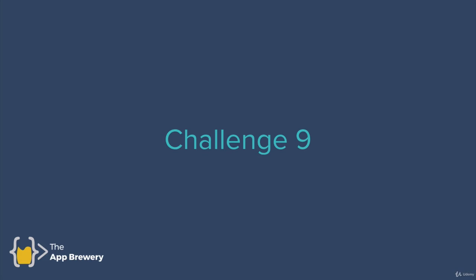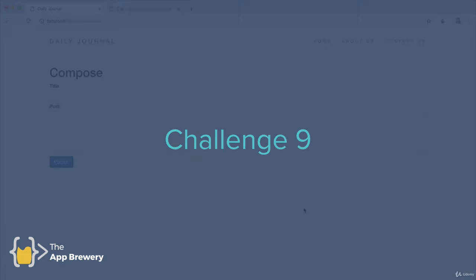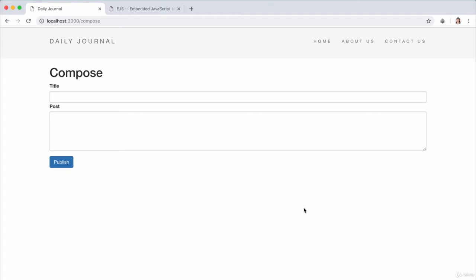All right, it's time for the next challenge. The goal of this challenge is to transform our compose page. Whereas previously we only had an H1 and a text box, a single input that allowed us to put in a single line piece of text, and then we had a publish button which would submit our form and get the data that's entered here into our server app.js.